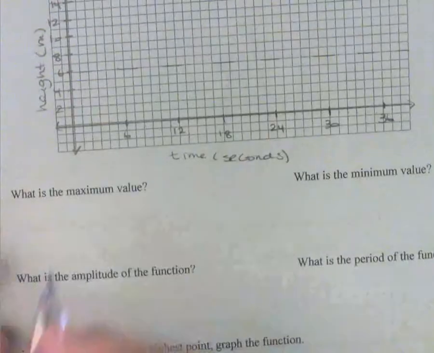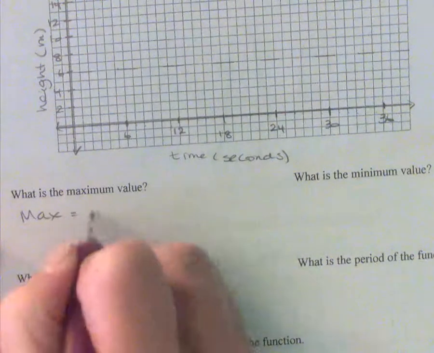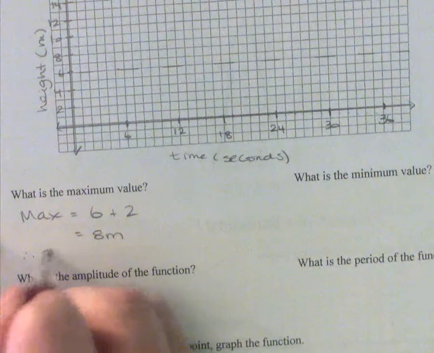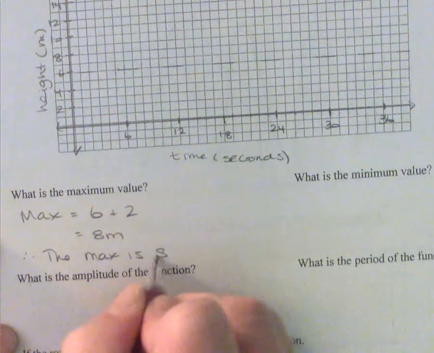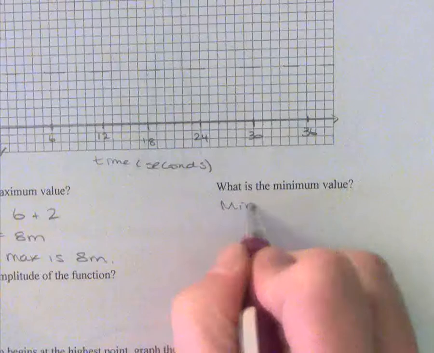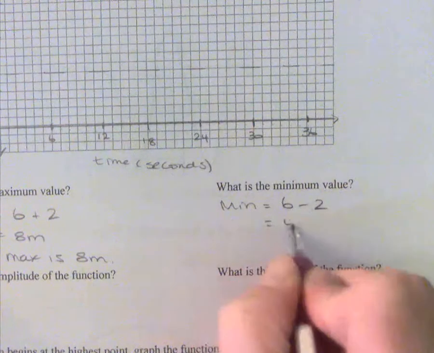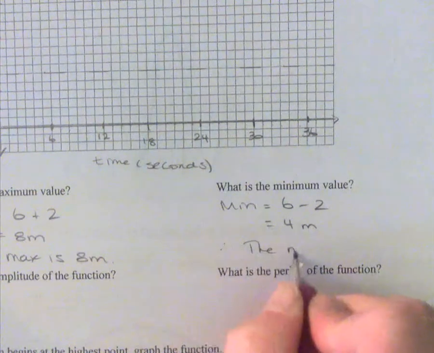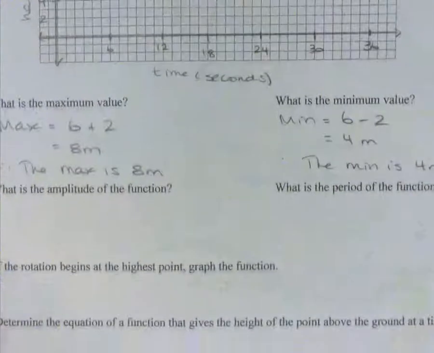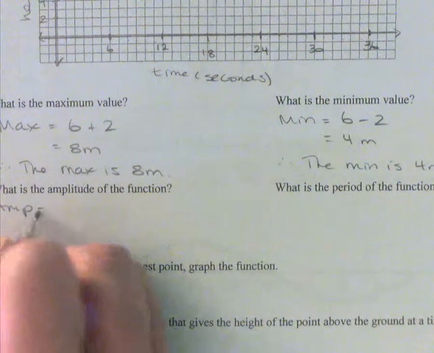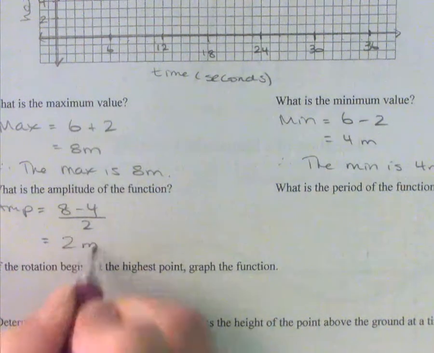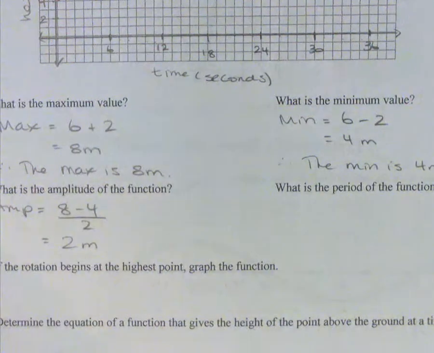It says, what is my maximum value? Well, my maximum is 6 plus 2, or 8 meters. Now it wants the minimum. So the minimum is 6 minus 2, or 4 meters. The amplitude is the max minus the min divided by 2. So I already should get that right, because it's the length of the blade.